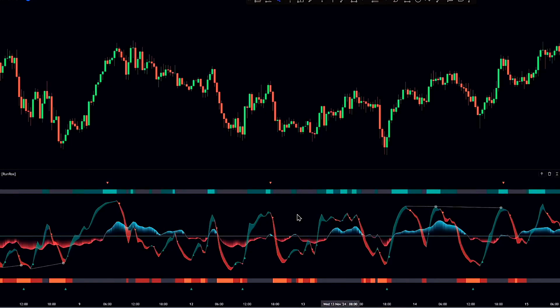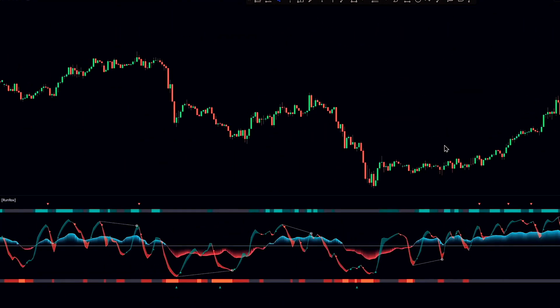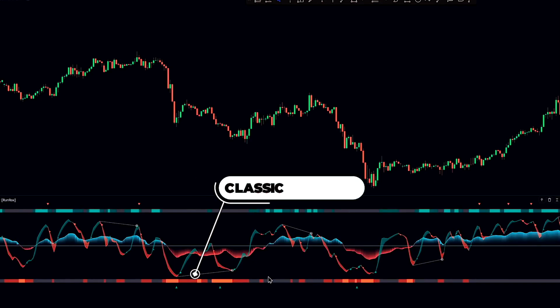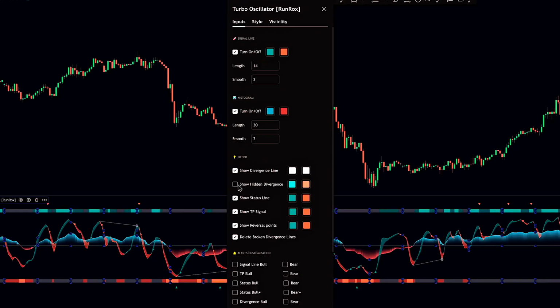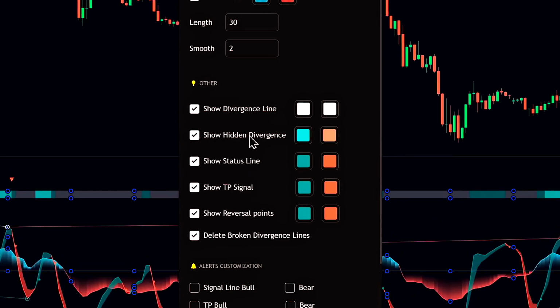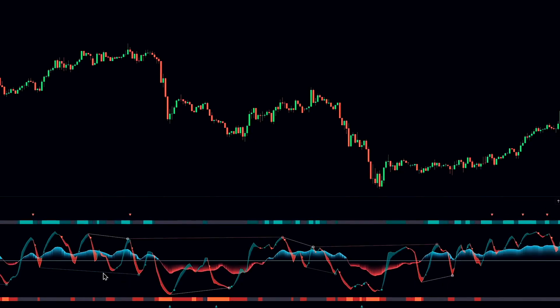Let's break down what this oscillator is made of. First up, you've got the regular divergence lines, those white lines you see. When they pop up, they're signaling either bullish or bearish divergences. Lines at the bottom mean bullish, so the price might climb. Lines at the top mean bearish, so the price could dip. You can also turn on hidden divergences in the settings. Just double-click the indicator, toggle them on, and you'll see green lines at the bottom for bullish hidden divergences and red ones at the top for bearish ones.